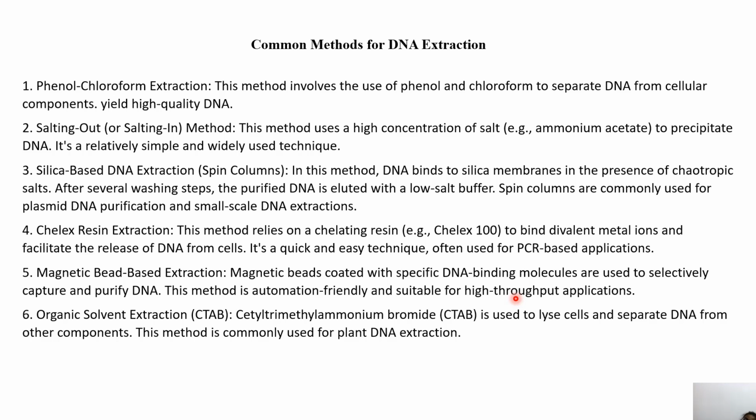And we have silica based DNA extraction, that is spin columns. So in this method DNA will bind to the silica membranes in the presence of chaotropic salts, and after several washing steps the purified DNA will be eluted with low salt buffer. So spin columns are commonly used for plasmid DNA purification and small scale DNA extractions.